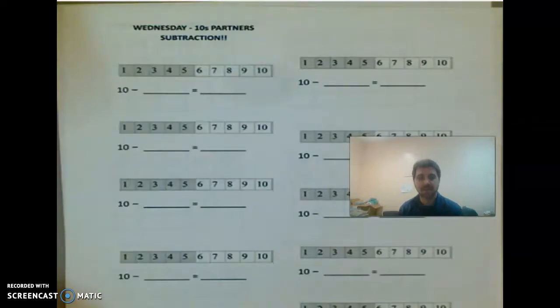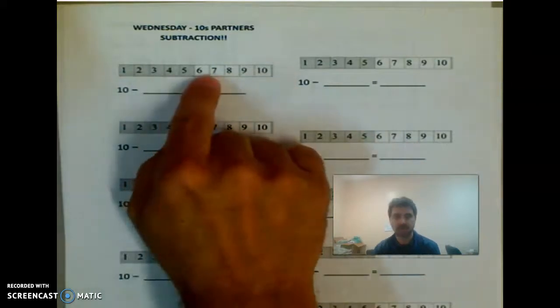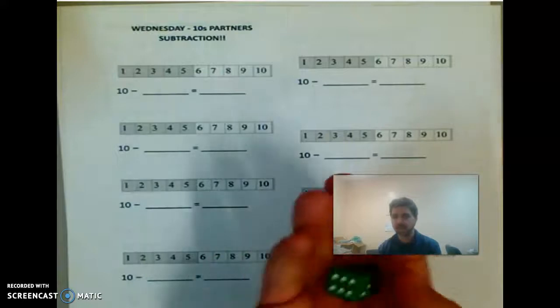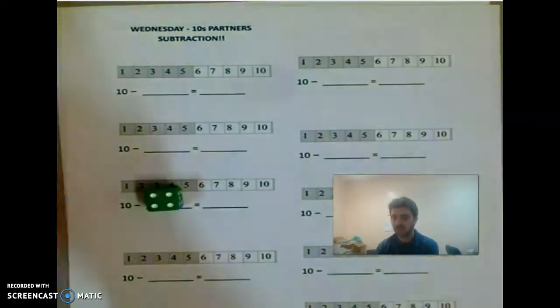All right, so welcome back, boys and girls. So we are going to continue our 10 partners subtraction, to keep practicing that. But this time we're going to do it on a number path, or it's like a number line, but it's called a number path. And here's how you do it. You just roll the die as you usually do. So I got a 4.